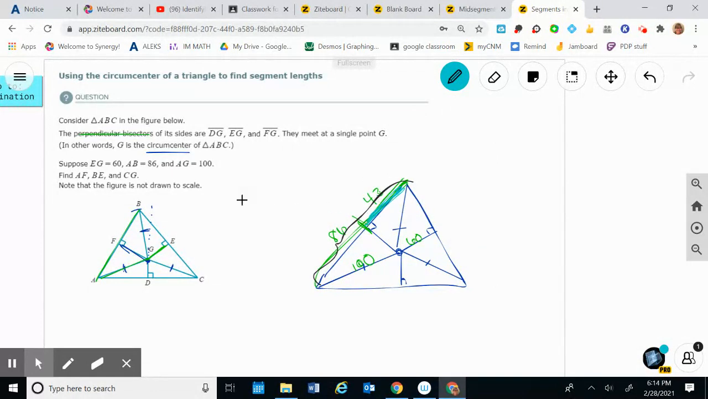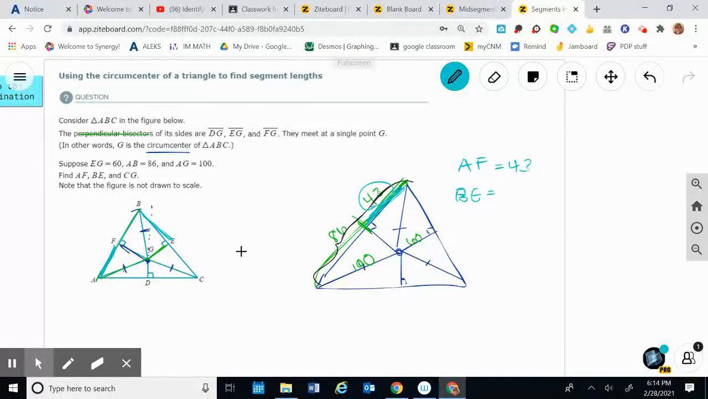Okay. Then it says find AF, BE, and CG. So AF, where's AF? So AF is 43 because it's half of that. Okay, BE. By the way, we don't have to put segments on top when we're using equal signs. BE.